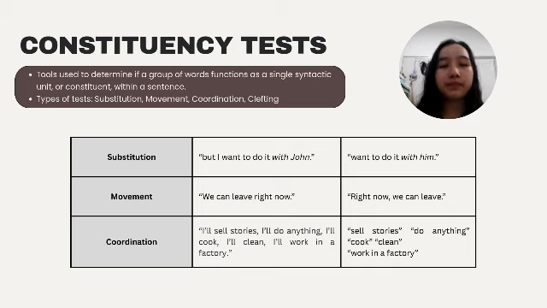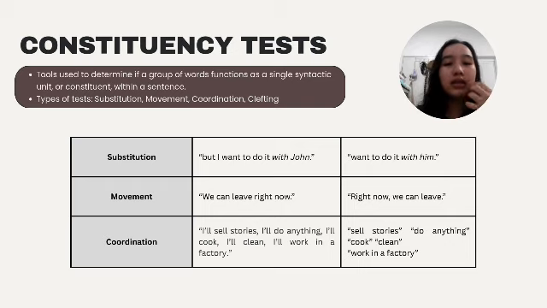Next is movement. Movement means when the word or phrase changes from its original position to a new position in that sentence. It is commonly used in past tense, but you can also see it in this example, we can leave right now. While switching the positions, you can say right now we can leave, but even though the positions are changed, they still mean the same.